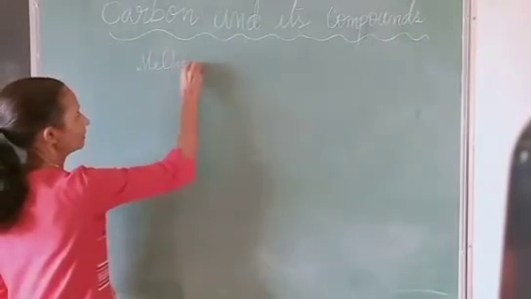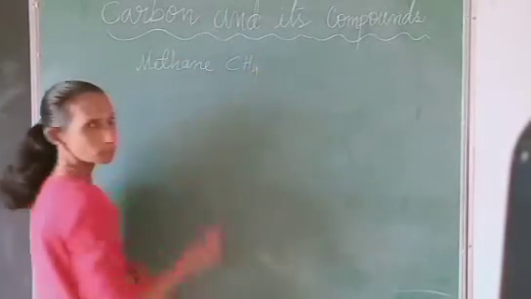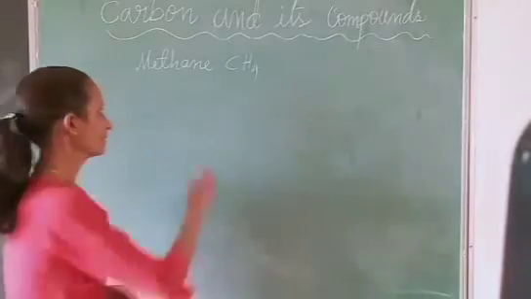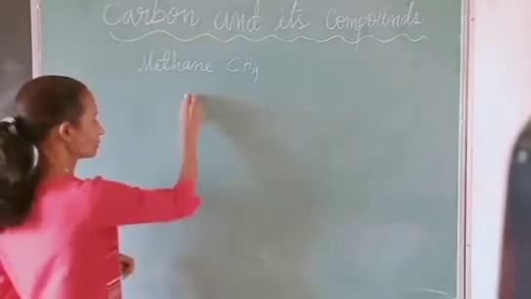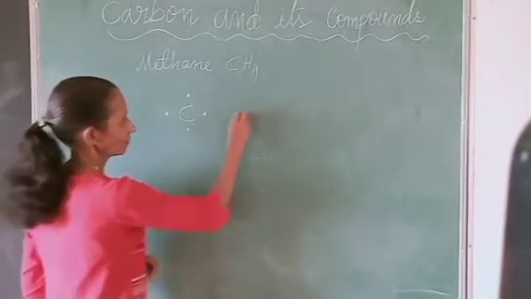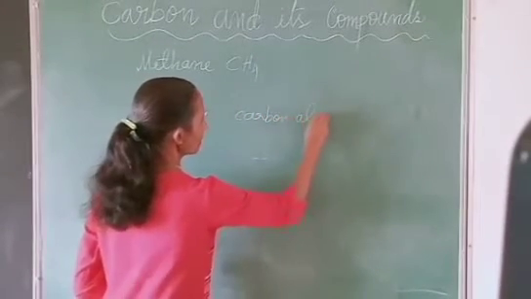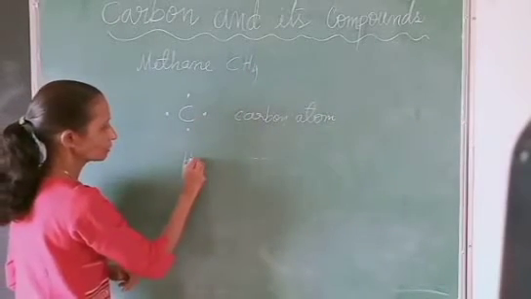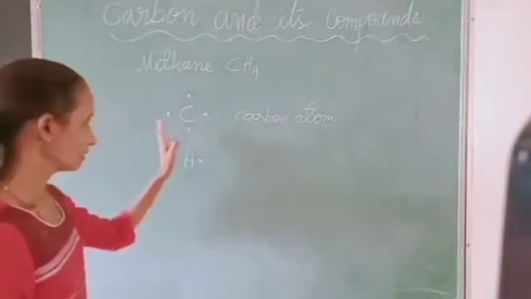Methane. Its formula is CH4. First, we will write the dot structure for carbon. Carbon is tetravalent. It has 4 valence electrons. It is carbon atom. Write in your notebook. This is carbon atom. Write the dot structure for hydrogen. Hydrogen with 1 valence electron.